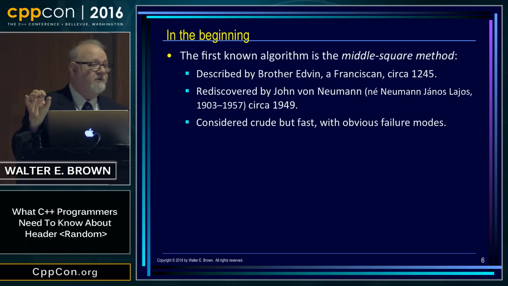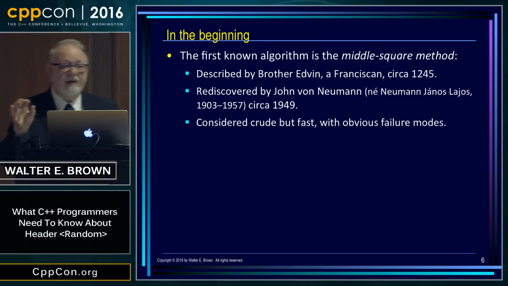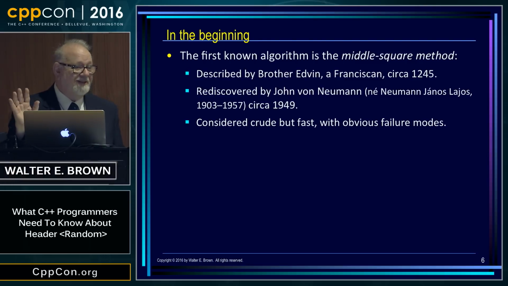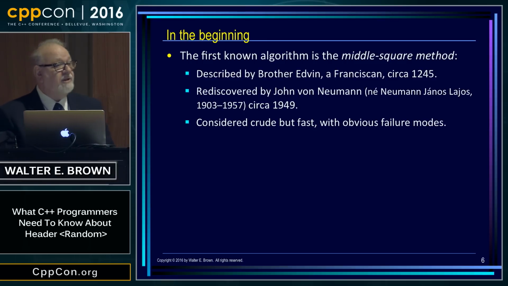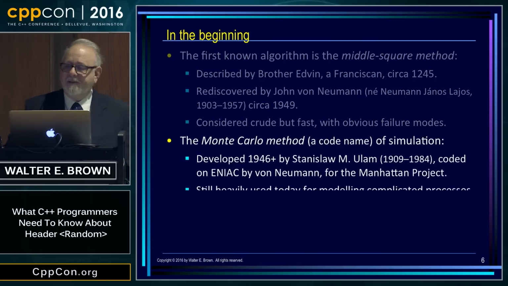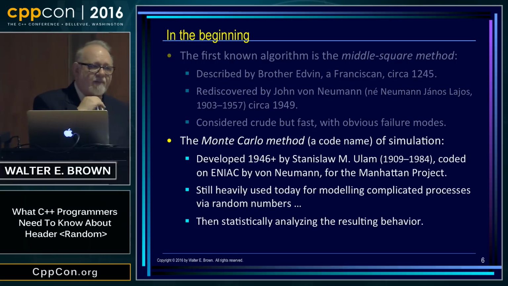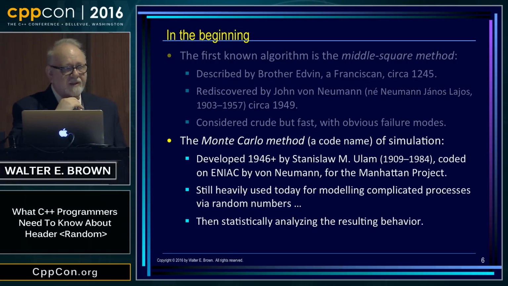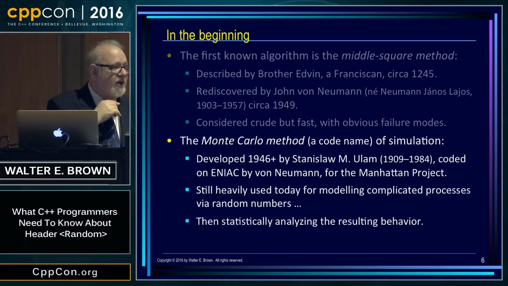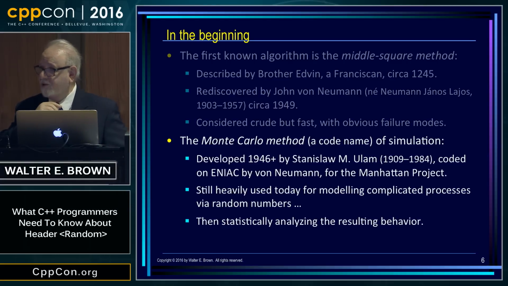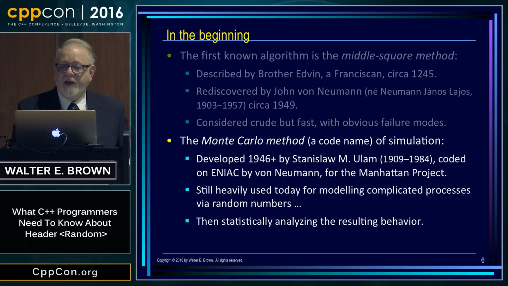It's very fast. It's very crude, but it's very fast. And the failure modes are obvious. If you ever happen to get a 0, you're done, right? Okay. But nonetheless, this algorithm was in use at some point back then. In particular, it was used in support of what has come to be called the Monte Carlo method. It's an unusual name. It turns out it was a code name during the post-war years. Right? They were still actively involved in the Manhattan Project back then. It was developed by Ulam and actually coded on the ENIAC by John von Neumann.